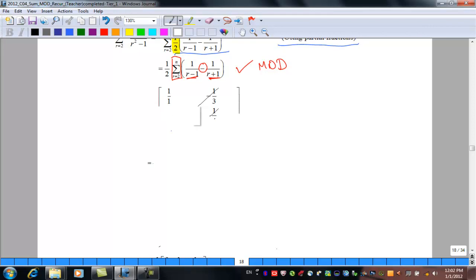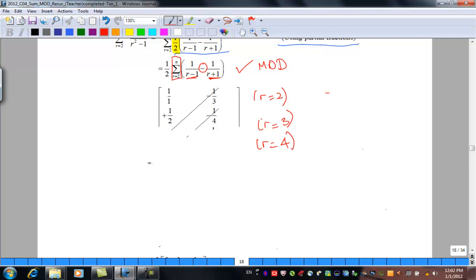We will begin by first substituting r equals 2. And when we substitute r equals 2, what we find is that r minus 1 will be equal to 1, and r plus 1 will be equal to 3, and hence we will have 1 over 1 minus 1 over 3. This will be my case for r equals 2. Now to get the next row, I am going to substitute r equals 3, which will give me 1 over 2 minus 1 over 4.